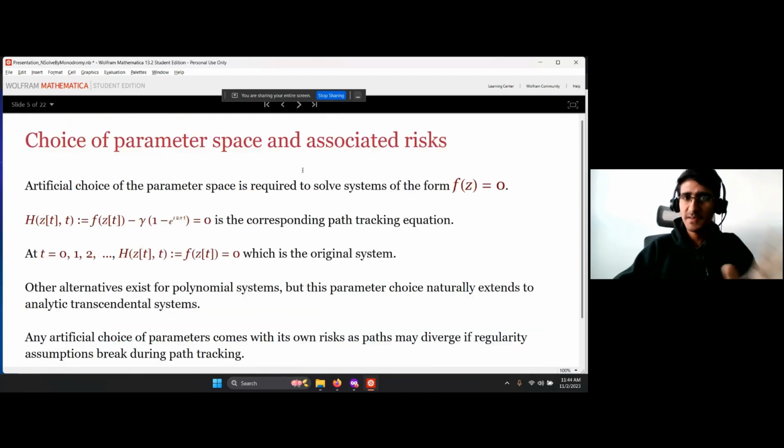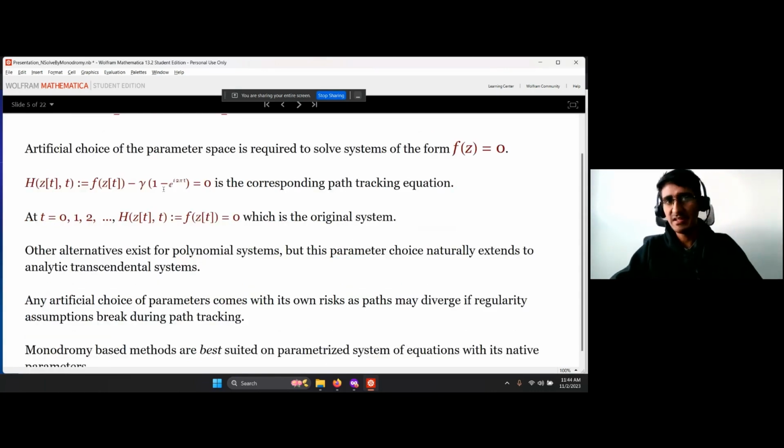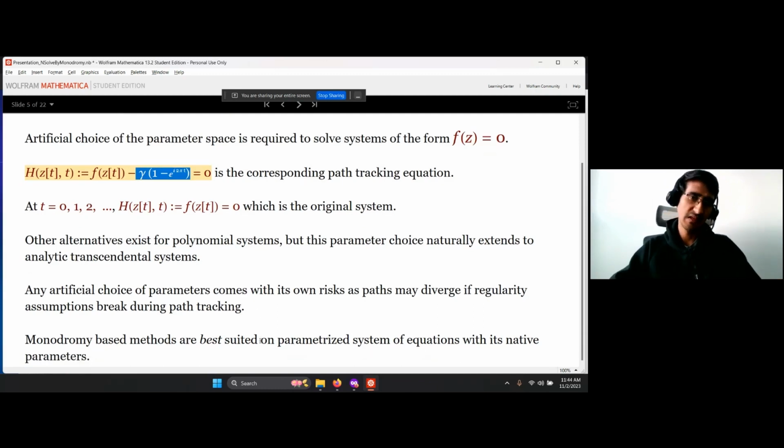Depending on the parameter space, there are some associated risks, and typically we choose the constant parameter space because it is nice and well behaved, and then conduct monodromy loops using a circular construction as shown here. So these are complex. We conduct these monodromy loops in the complex parameter space because that helps us avoid certain system singularities when the discriminant locus vanishes and so on. Other constructions exist, but this is the one that we use.